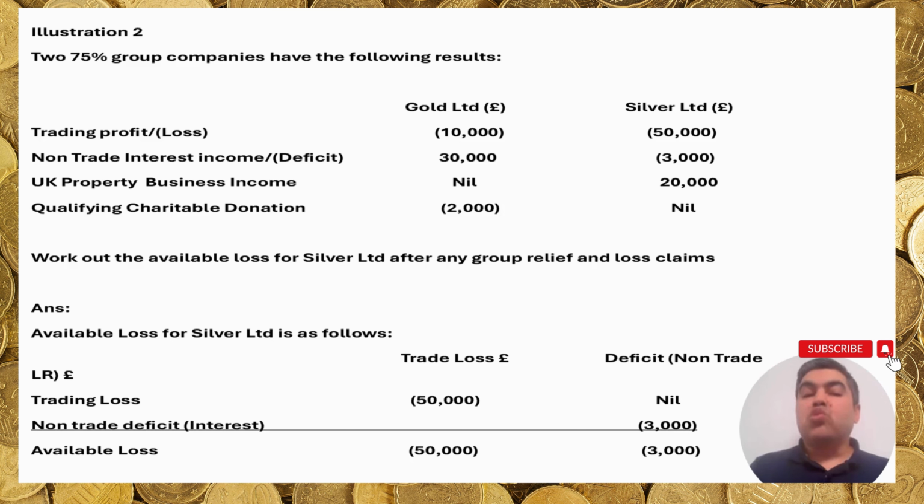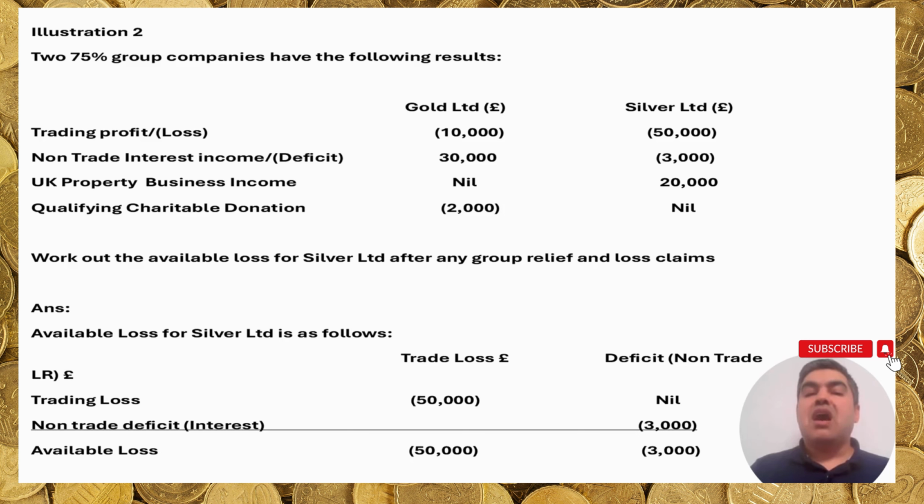Then Gold Limited has a non-trade interest income of 30,000. Silver Limited has a non-trade interest deficit of 3,000. UK property business income of Gold Limited is nil, 0. Silver Limited has a UK property business income of 20,000. Gold Limited has a qualifying charitable donation of 2,000. And Silver Limited didn't make any qualifying charitable donation.